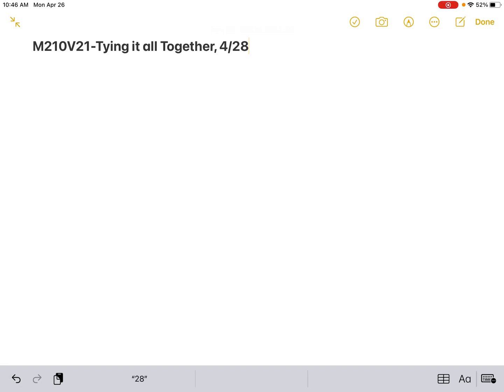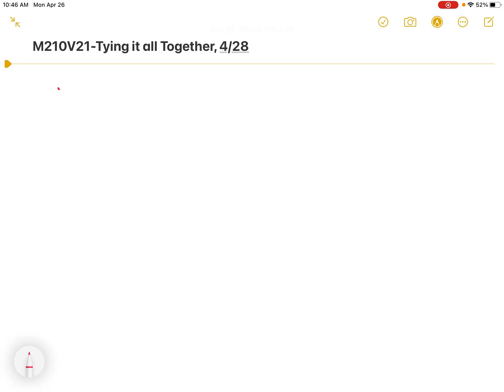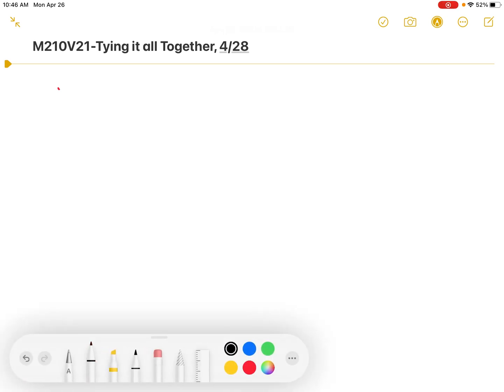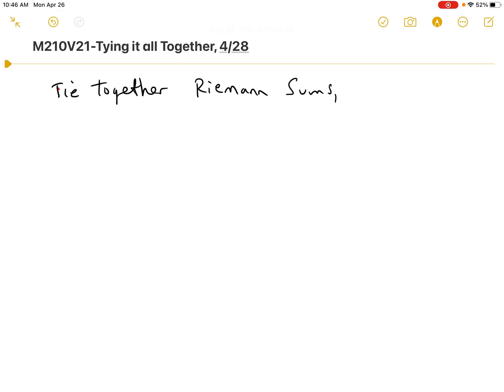So I want to now try and tie all these things together before we do the fundamental theorem of calculus. And when I say tying it all together, the goal here is to tie together Riemann sums, integrals, and antiderivatives.